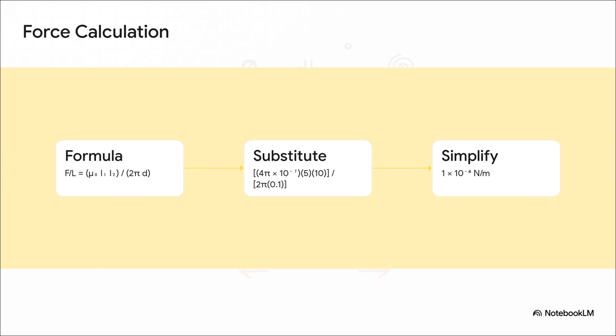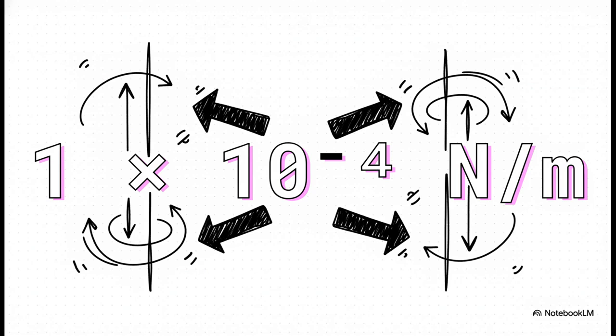Then we simplify. And there we go, we get a magnitude of 1 times 10 to the negative 4 newtons per meter. And remember our golden rule from a minute ago? Since both currents are flowing the same way, we know immediately what kind of force this is. These wires are absolutely attracting. They are physically pulling towards each other.